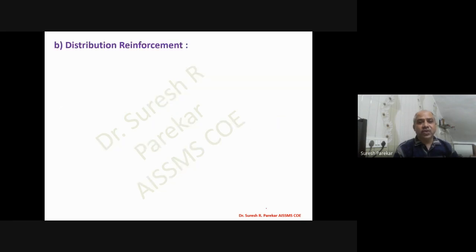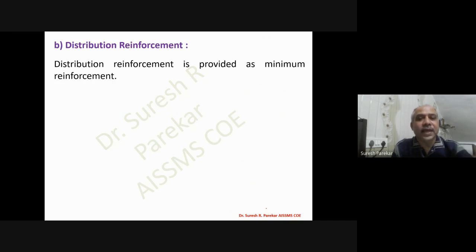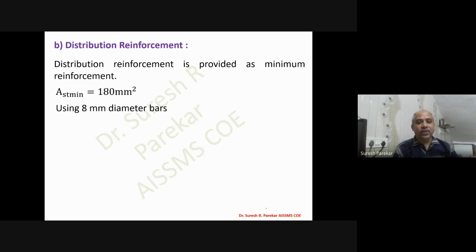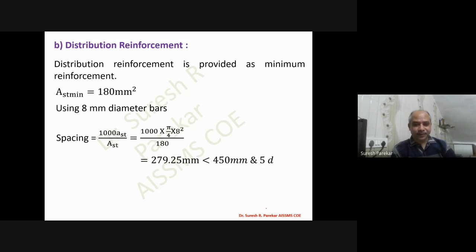Then we have next the distribution reinforcement. We know this reinforcement we have to provide as minimum reinforcement, and we have that as 180 millimeter square, 0.12% of b into capital D. And now we will use an 8 millimeter diameter bar. Why will we go for 8 millimeter? If I go for 10 millimeter, then the spacing will be larger. And to avoid it, we will go for 8 millimeter diameter.